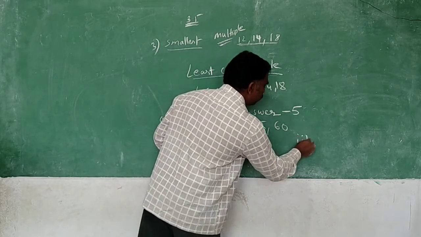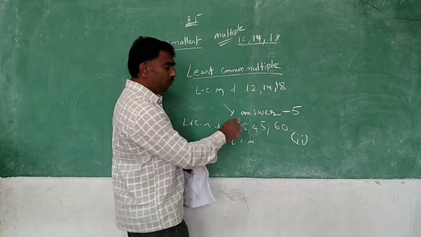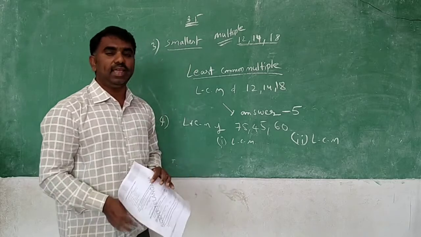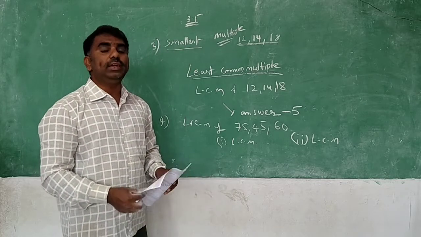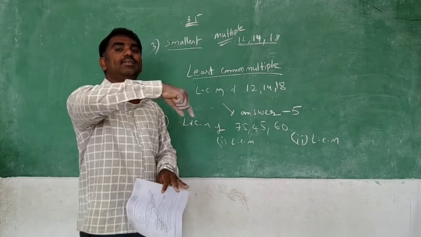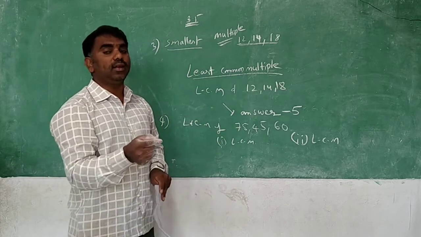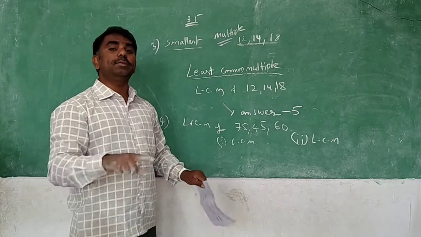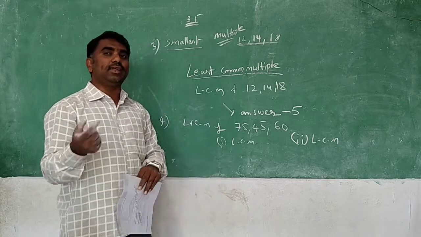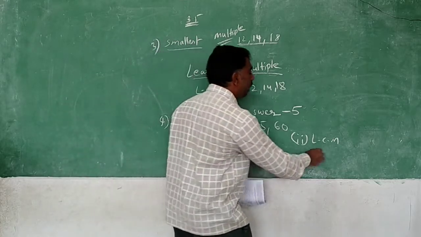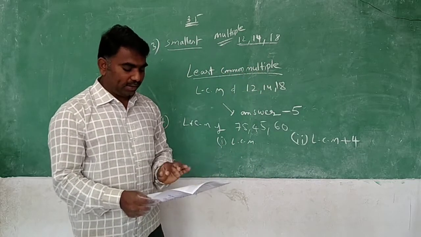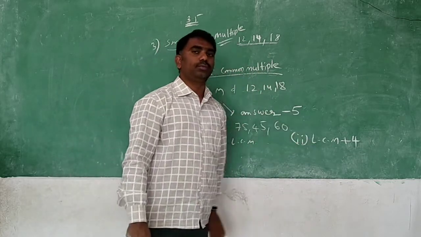For the second question, what will be the answer? You will find the LCM of 75, 45 and 60. For that, remainder means less, so we have to add. The first question was added, and in the third question you subtracted. Now here, we have to add the 4, because 4 is the remainder he mentioned. That's why add the 4.